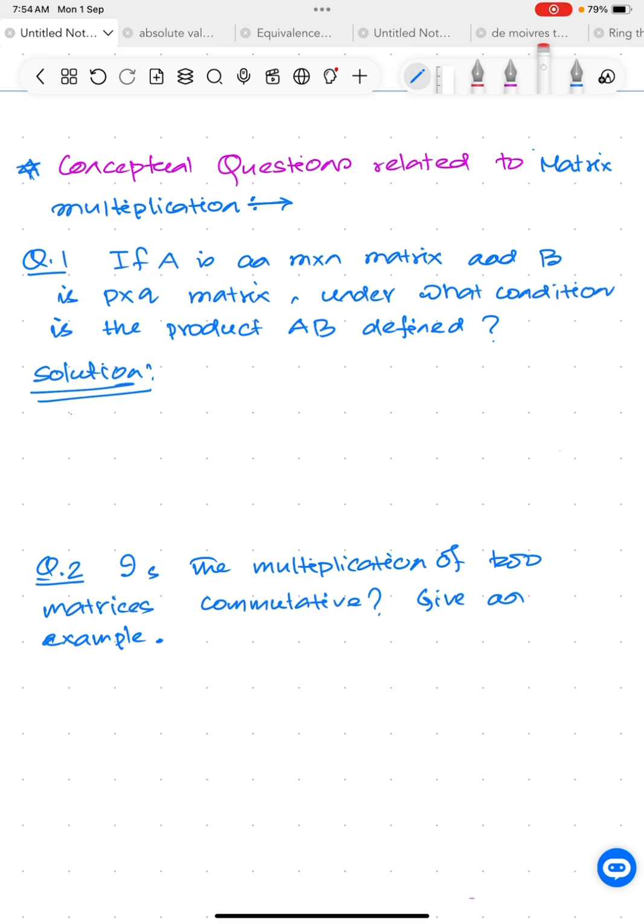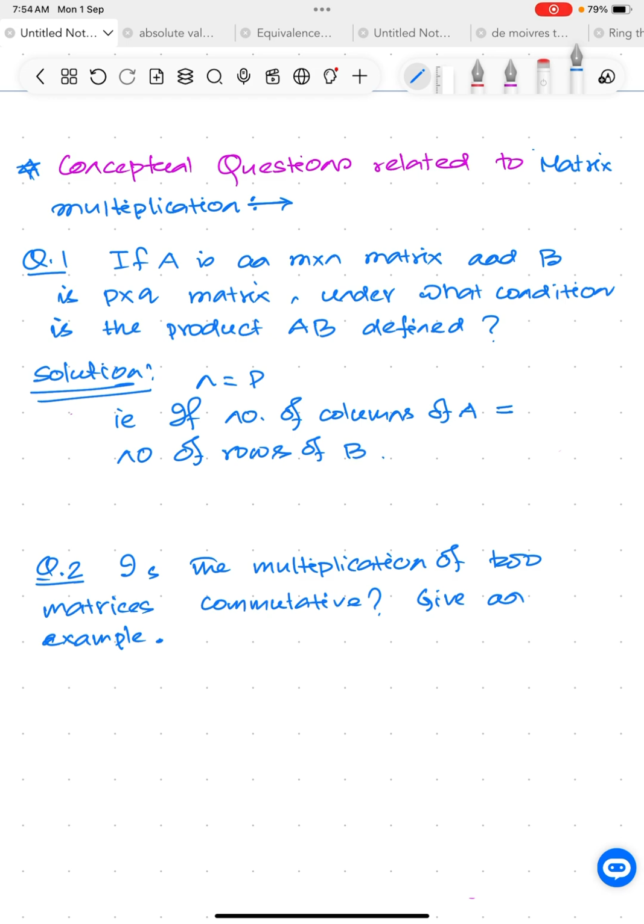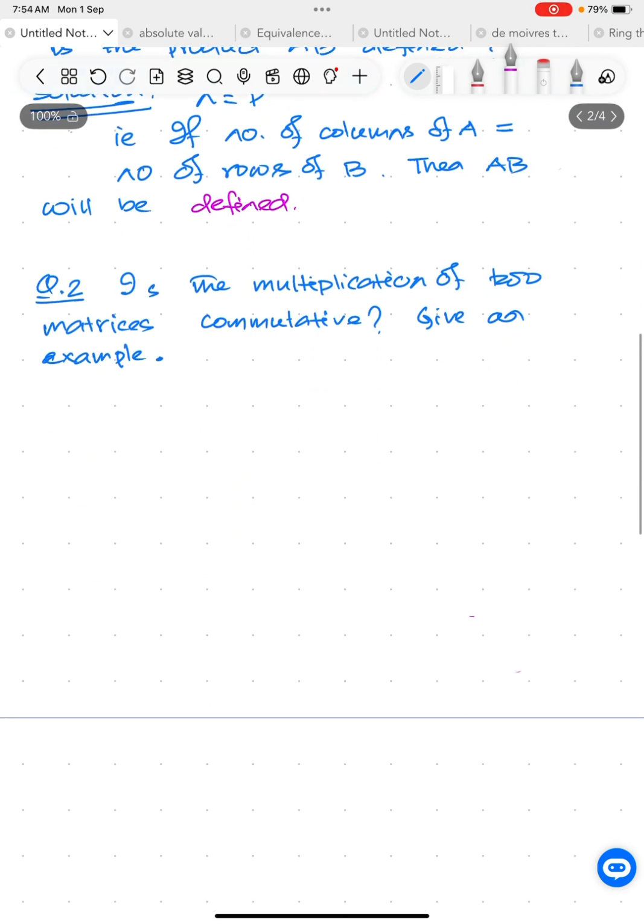And the answer is N equal to P. That is, if the number of columns of A is equal to the number of rows of the second matrix B, then AB will be defined. In that case, the matrix multiplication will be defined.